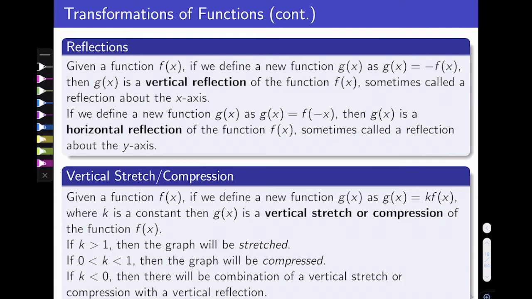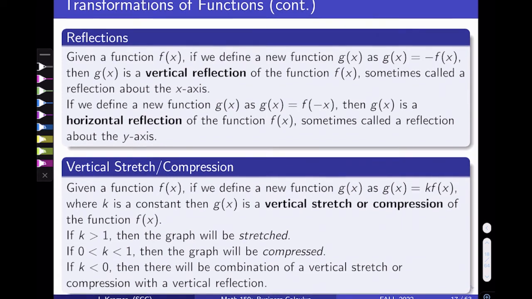And for a vertical stretch or compression, since it's a vertical change, we're going to be altering our output values. So if g is defined as k times f of x, then it's a vertical stretch or compression of f of x. When k is larger than 1, it's going to be a stretched graph. If k is between 0 and 1, then the graph will be compressed. If k is negative, then it's going to be a combination of a vertical stretch or compression with the vertical reflection that we discussed in the previous block.